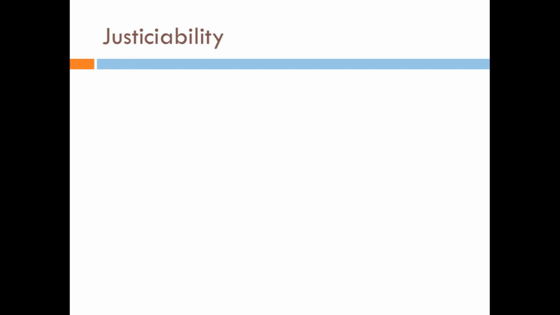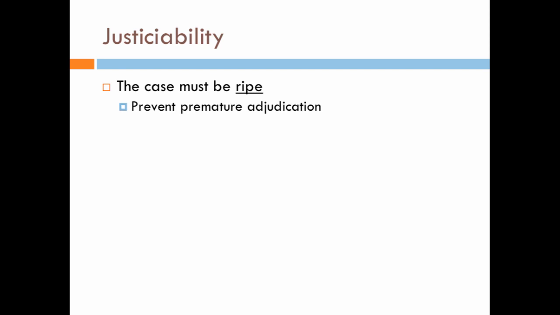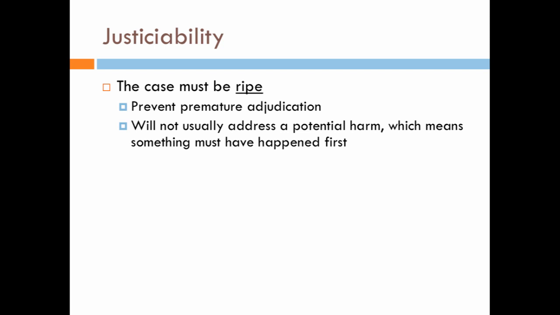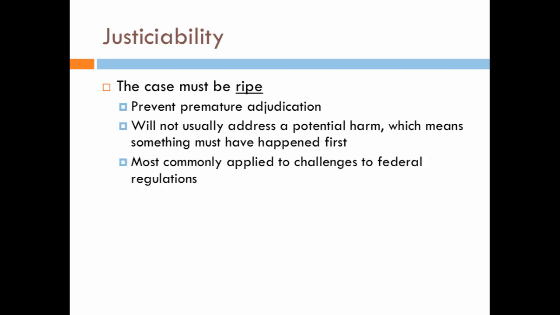The first says that the case must be ripe. This restriction aims to prevent premature adjudication. Basically, this means that the court will not usually address a potential harm, which means that something has to have actually happened to cause harm first. This restriction is most commonly applied to challenges to federal regulations. In short, the person or party bringing the case has to show that there's some sort of redressable issue at stake, which really gets to the heart of the constitutional requirement that there's a live case or controversy.